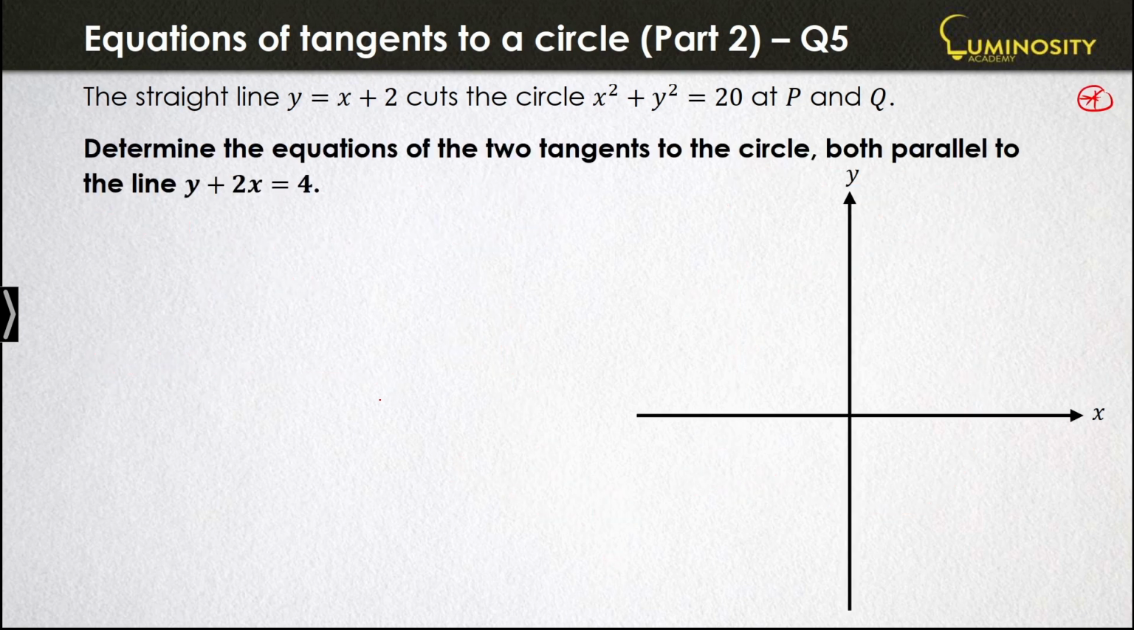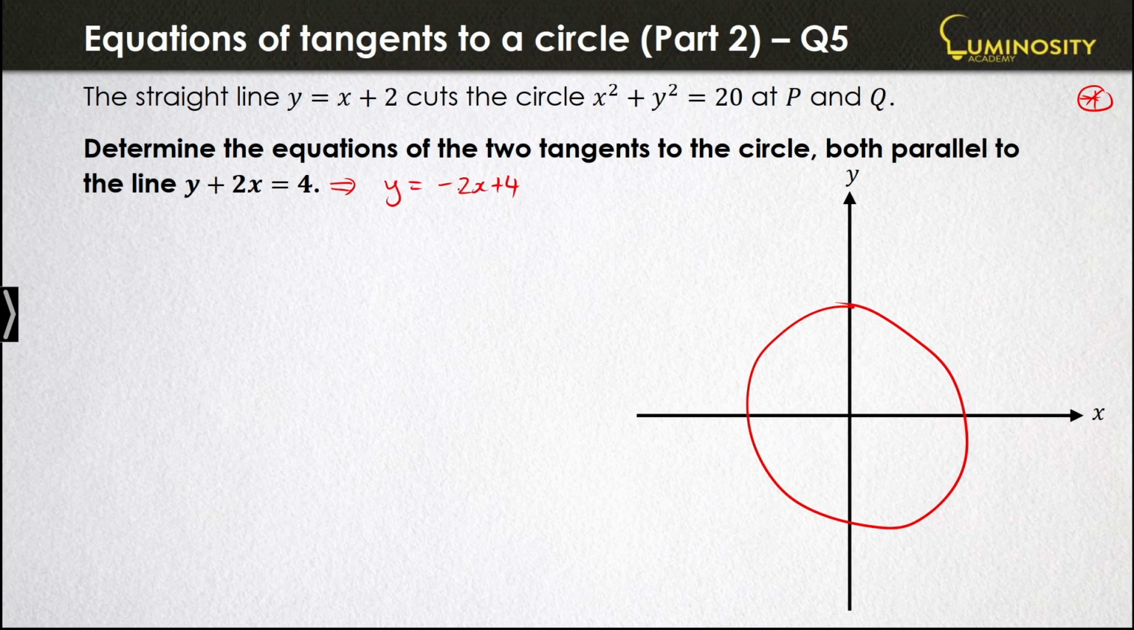Lastly, determine the equation of the two tangents to the circle, both parallel to y plus 2x equals 4. Now we've got to think about this one. Here's the circle again, with the equation x squared plus y squared equals 20. We want the equations of two tangents to the circle that are both parallel to this line. If I rewrite this line, it is y equals negative 2x plus 4.